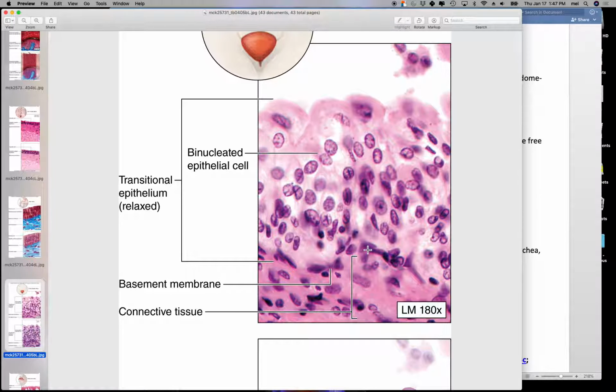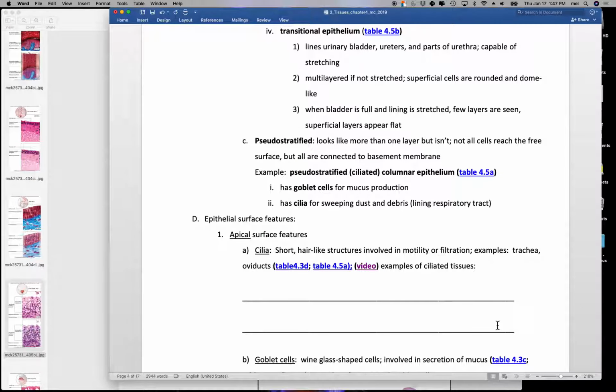So this is transitional epithelium, and it's found lining almost the entire urinary tract. Okay, after the kidneys. It's not in the kidneys, but after the kidneys. Good? Okay, so that's transitional.